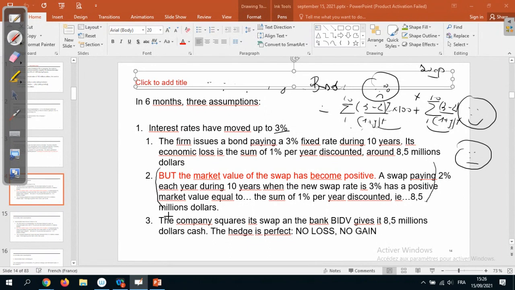So the company, in 6 months, sells its swap to the bank, BIDV, which gives it 8.5 million dollars cash. The hedge is perfect. No loss, no gain. Understand that? I will just look at the second assumption.